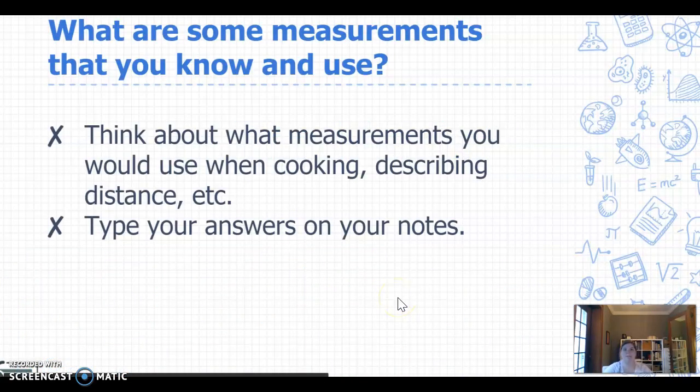So, what are some measurements that you use every day? Think about cooking, describing distances that you're traveling. You can think about your own body. How would you measure your height and your weight? Think about some of those measurements. Type your answer either on the screen or in your notes section, just to get a brief feeling on what are some of the common measurements that you use.